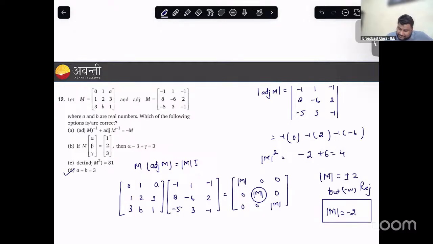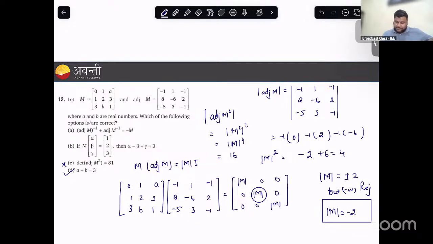Now, C option: determinant of adjoint of M square, that is determinant of M square square, that is determinant of M to the power 4. Now, determinant of M, what do I have? Minus 2, so determinant to the power 4 is going to be 16. So C is not a correct answer.